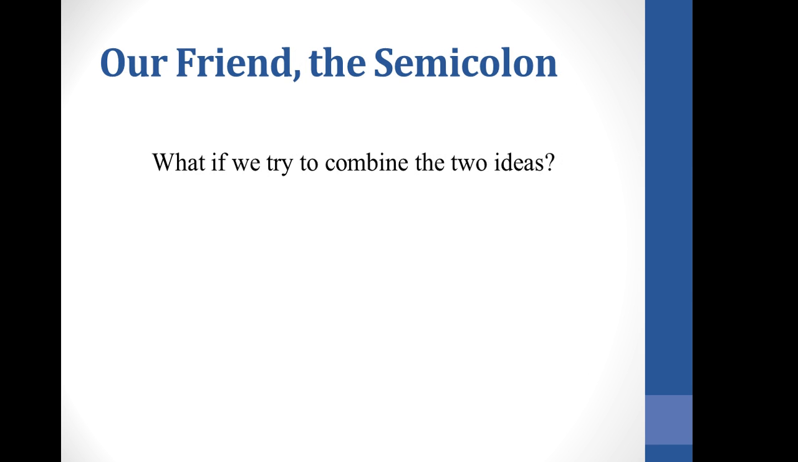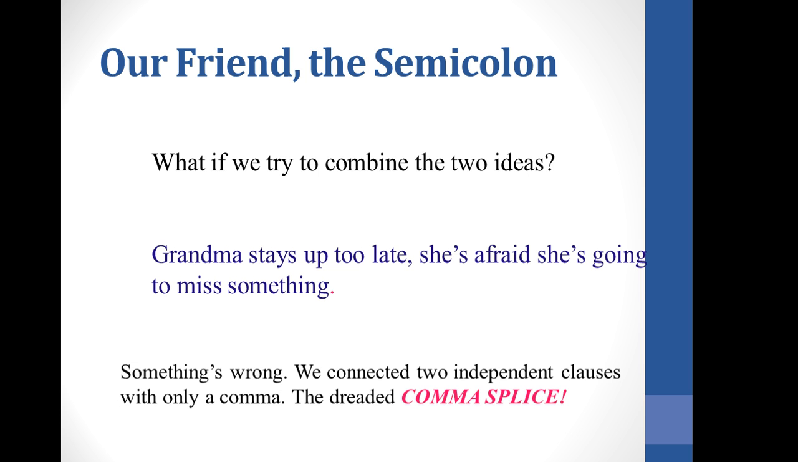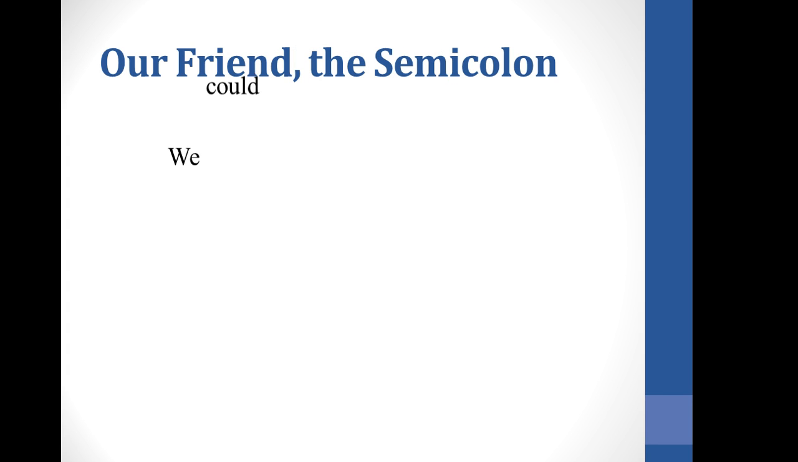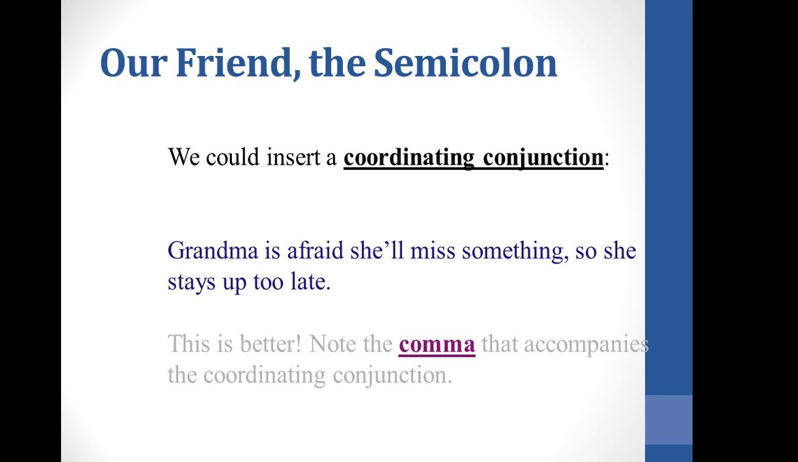We cannot bring them together with a comma because, again, commas can't bring two independent clauses together. This is what we call a comma splice. Basically, don't bring two independent clauses together with a comma. But we can use a coordinating conjunction. These are those conjunctions: and, or, so, yet, nor, for. So here, Grandma is afraid she'll miss something, so she stays up too late.